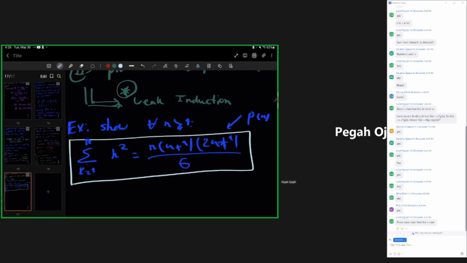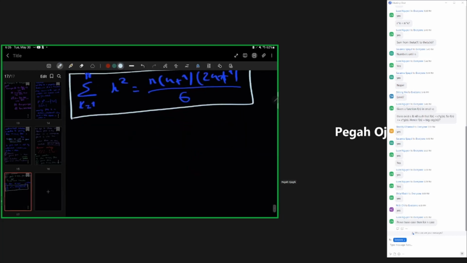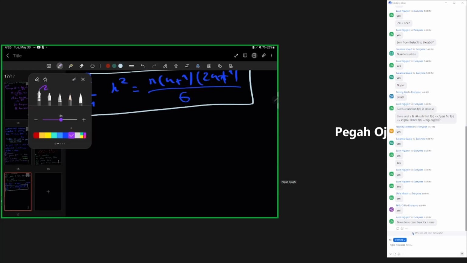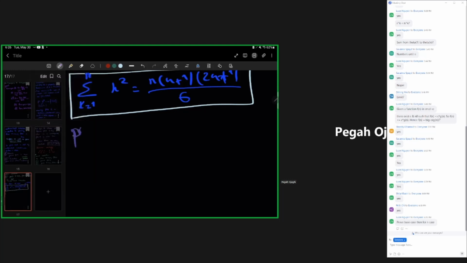Yes, we prove the base case. Let's consider, okay, first of all, let me change the color for the proof. Actually, I prefer this. Maybe this one for the proof. On the proof, we use this color. Okay, proof.